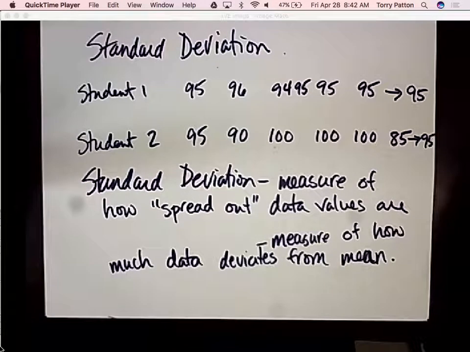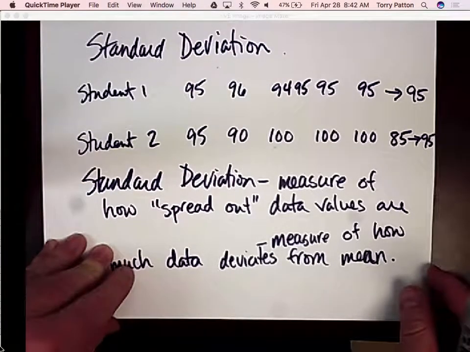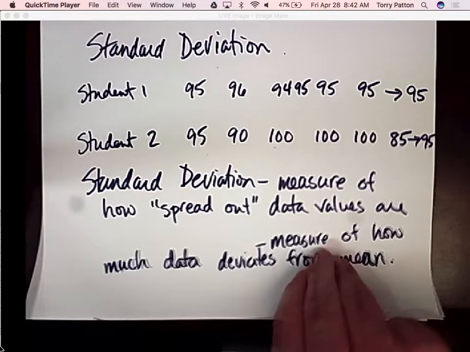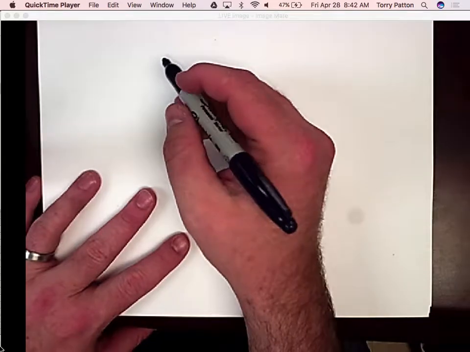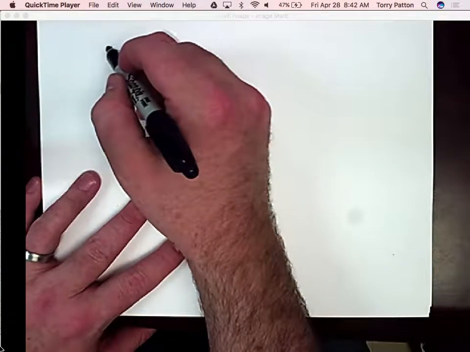Okay? Now, I'm going to teach you how to find these on your calculator, but let's just start, and I'm going to do it for student 1 and student 2, calculate the standard deviation. I'm going to teach you how to do it by hand, and then I'm going to teach you how to do it on the calculator for a lot of data points. When you just have 6 like this, then it's not bad, okay? First thing you do is list all the data points. So let's do student 2 first.